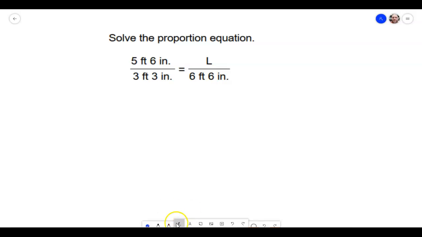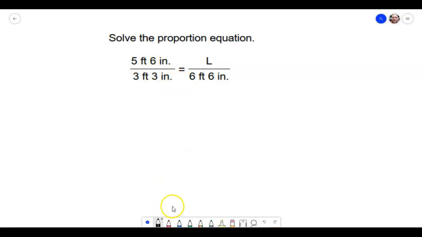Hey everybody, this is Mr. Beckstrom, and today I'm going to do an example from section 1-1, and this is going to be on doing proportions where our numbers might not be in nice decimal or fraction form, and we actually have feet and inches.